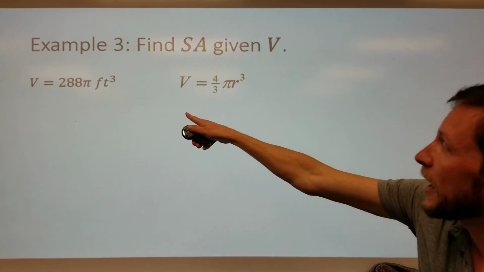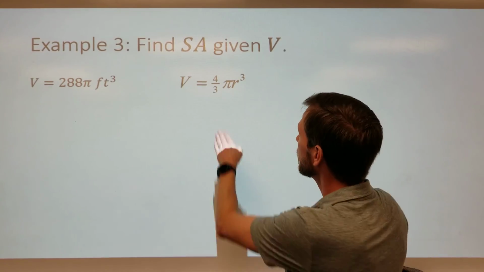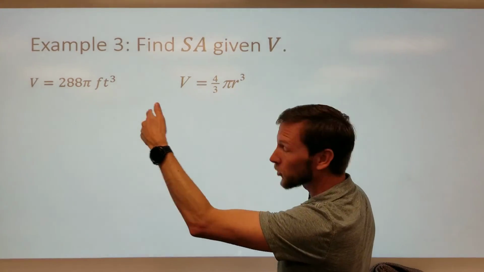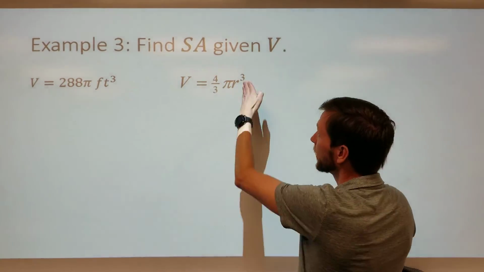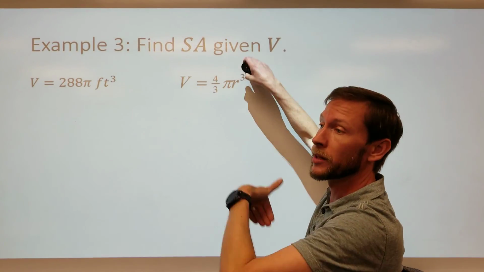If we know what the volume is, we can work that in reverse to solve for the radius doing Algebra 1. Divide by 4/3 or multiply by 3/4 on both sides. Divide by pi on both sides. And then we're left with something equals the radius cubed. We then have to take the cube root.